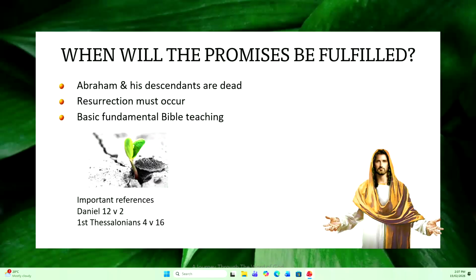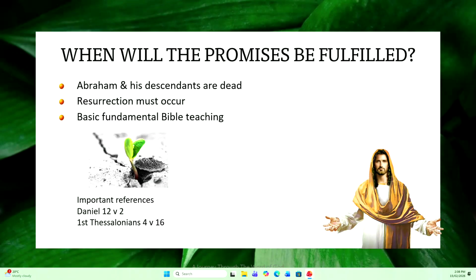Because Abraham didn't inherit the land forever, because he's dead. Same with Isaac, same with Jacob. All the worthies of old mentioned in Hebrews 11 didn't receive the promises that were made to them because they're dead. So something has to happen, and the Bible is very clear on what that something is. And that is where the resurrection will occur.